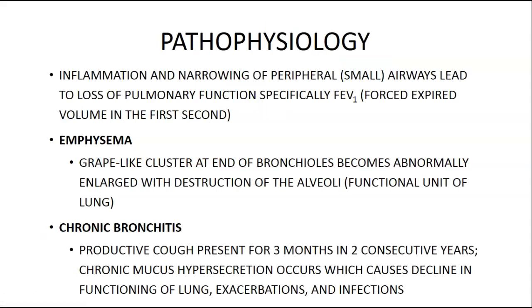Pathophysiology: inflammation and narrowing of the airways that leads to loss of pulmonary function. Emphysema is a grape-like cluster at the end of the bronchioles that become abnormally enlarged with destruction of the alveoli. So think of it as hyperinflated, and because of that, gas exchange cannot occur. Chronic bronchitis: usually patients have a productive cough that is present for 3 months in a 2-year period. They have chronic mucus hypersecretion, which again causes a decline in the function of the lungs and can exacerbate infections as well.